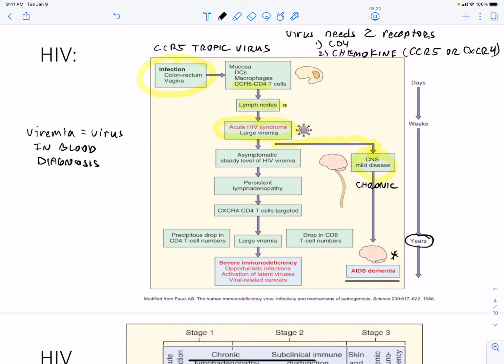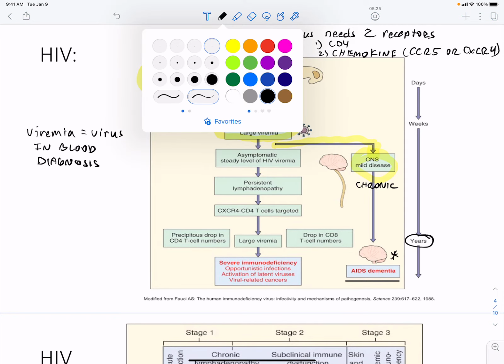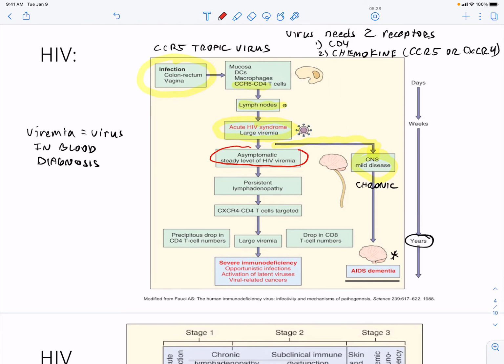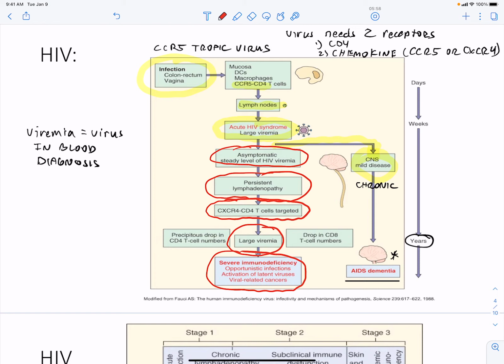Now, also after the acute stage and you get your virus under control, you're going to move into an asymptomatic level of HIV viremia, meaning that your body keeps it under check, but it's still present. You're going to get persistence in your lymph nodes, lymphadenopathy, and these are going to be CXCR4, CD4 tropic viruses. So the CXCR4, CD4 T cells get targeted. You then get another round of viremia, and you get severe immunodeficiency if your CD4 T cells drop to below 200.